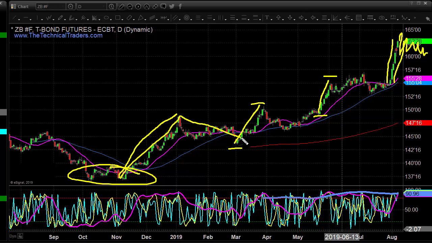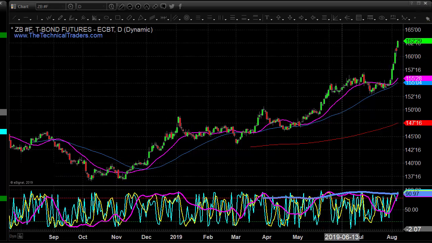It rallies, flags out, rallies, flags out, rallies. And if the stock market bounces, money's going to flow out of bonds, but it'll still be scared and probably hold price up until the next downdraft in stocks, and then bonds could take off again.